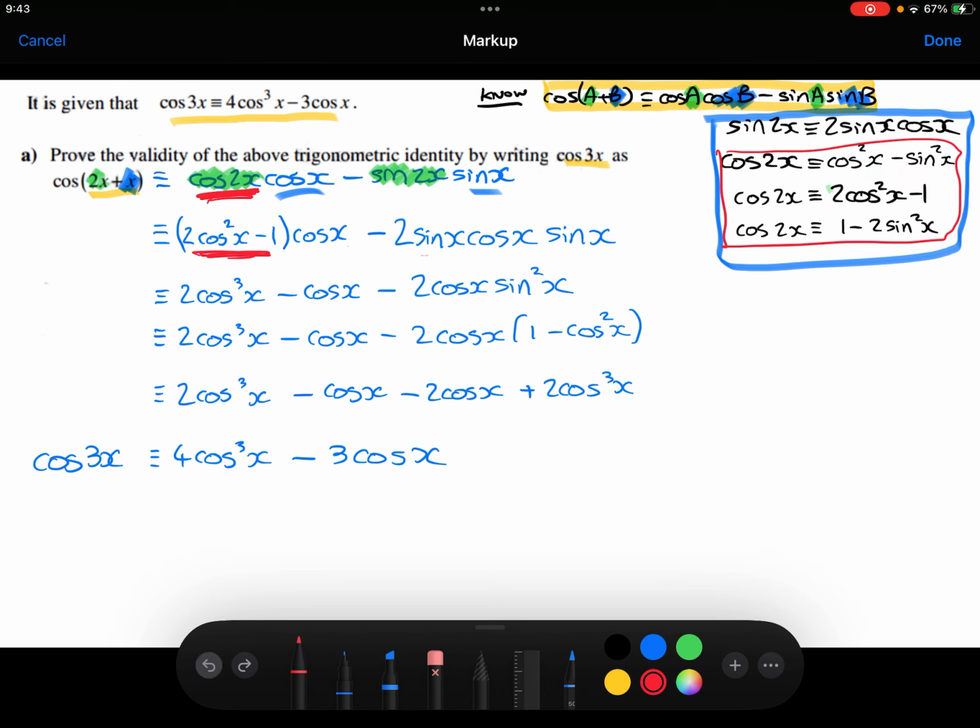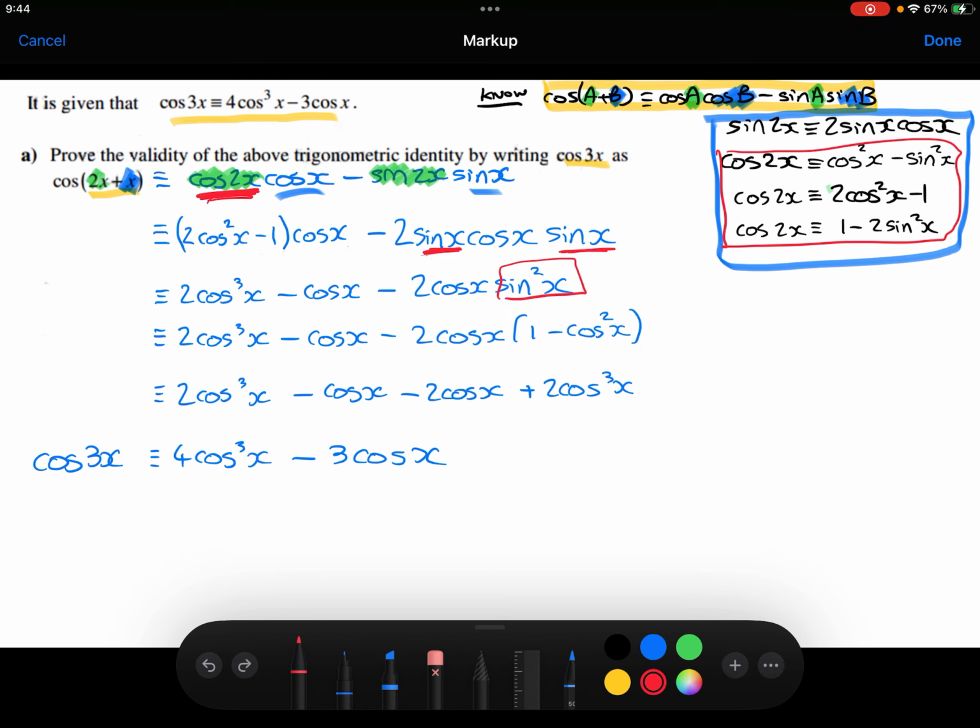Next, I've expanded the brackets. So I've got the 2 cos squared x times cos x is 2 cos cubed x. I've got the minus 1 times cos x, which is minus cos x. And then I've got the sine x times sine x, which is sine squared x, which I have then rewritten to be 1 minus cos squared x. Because like I said before, we don't want to have any sines involved in this identity at all.